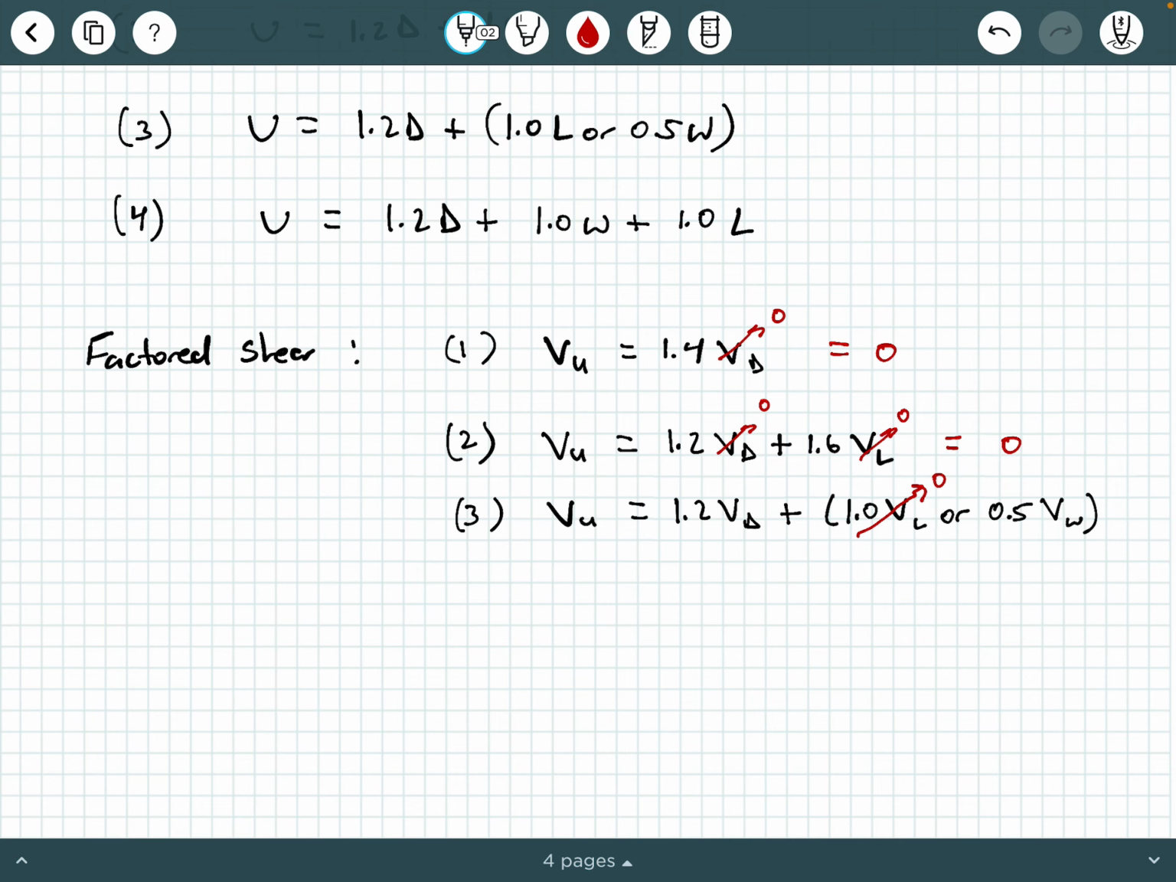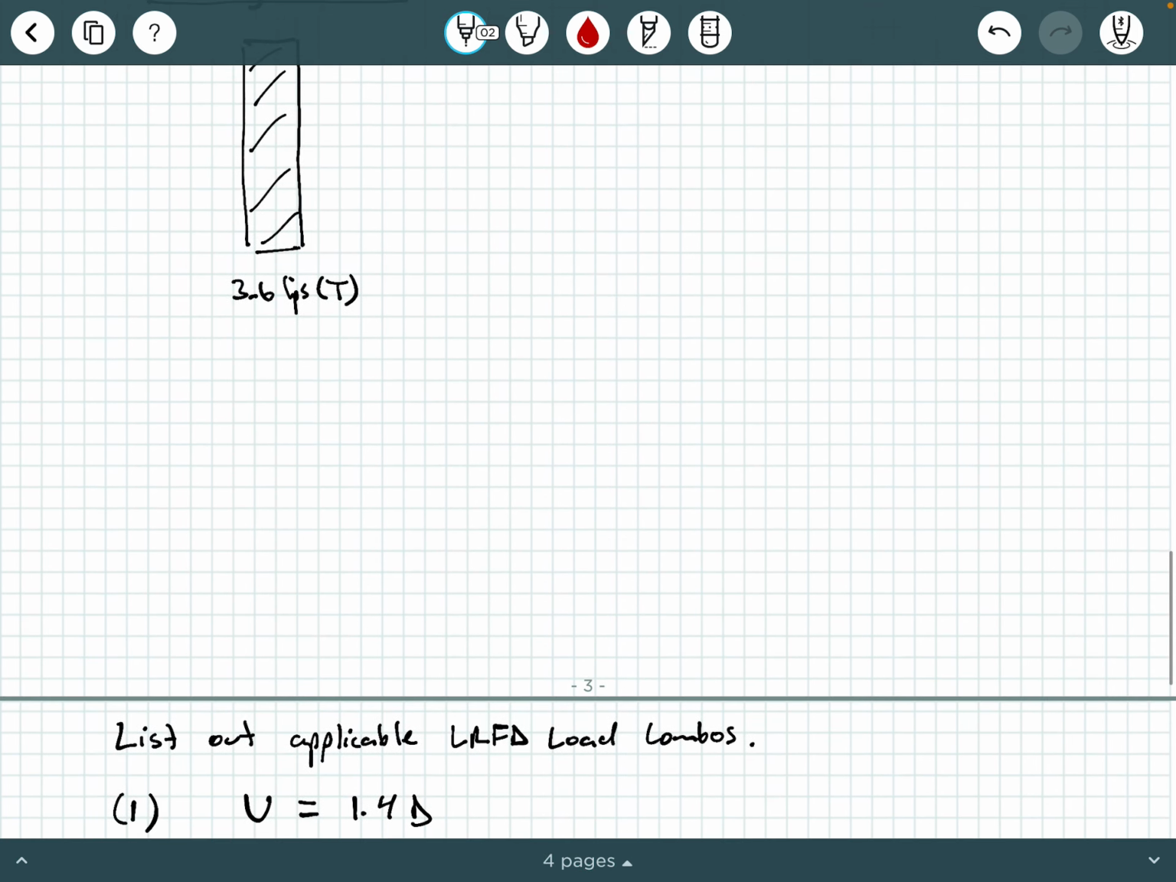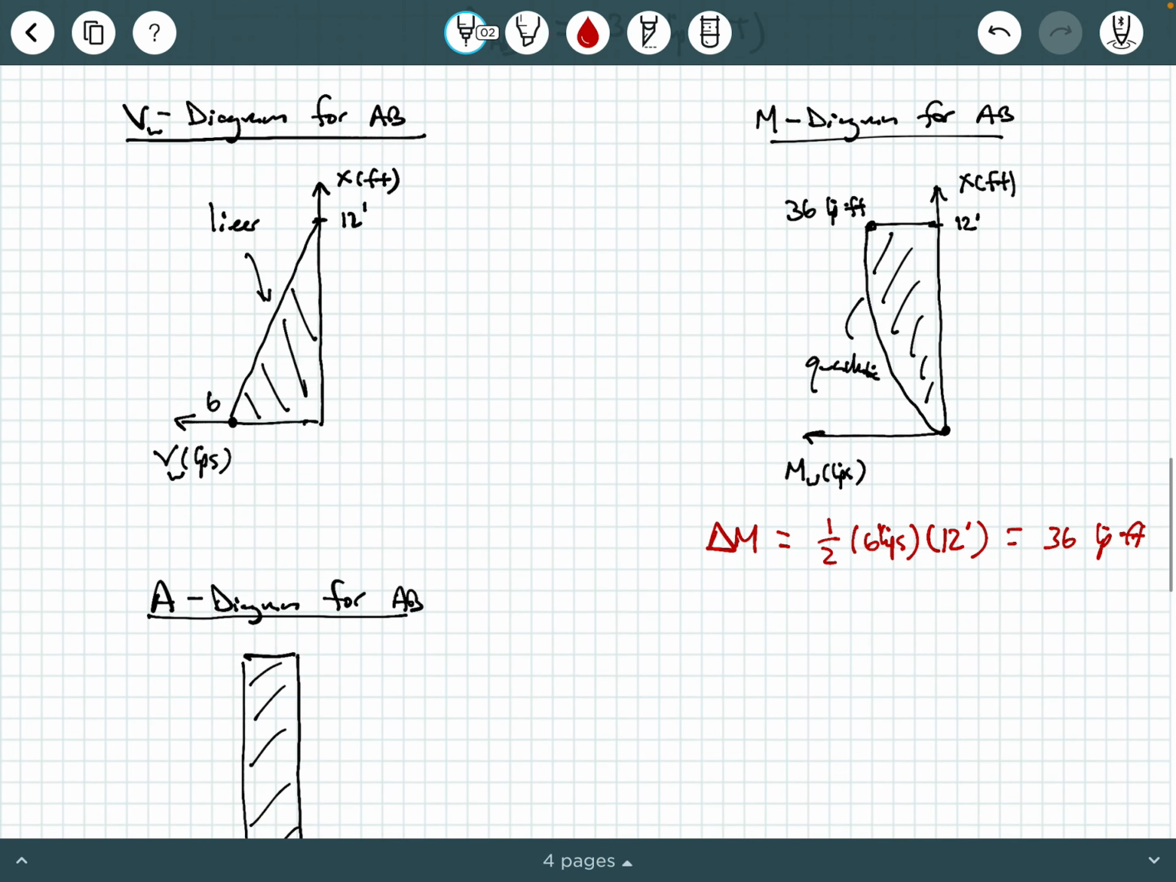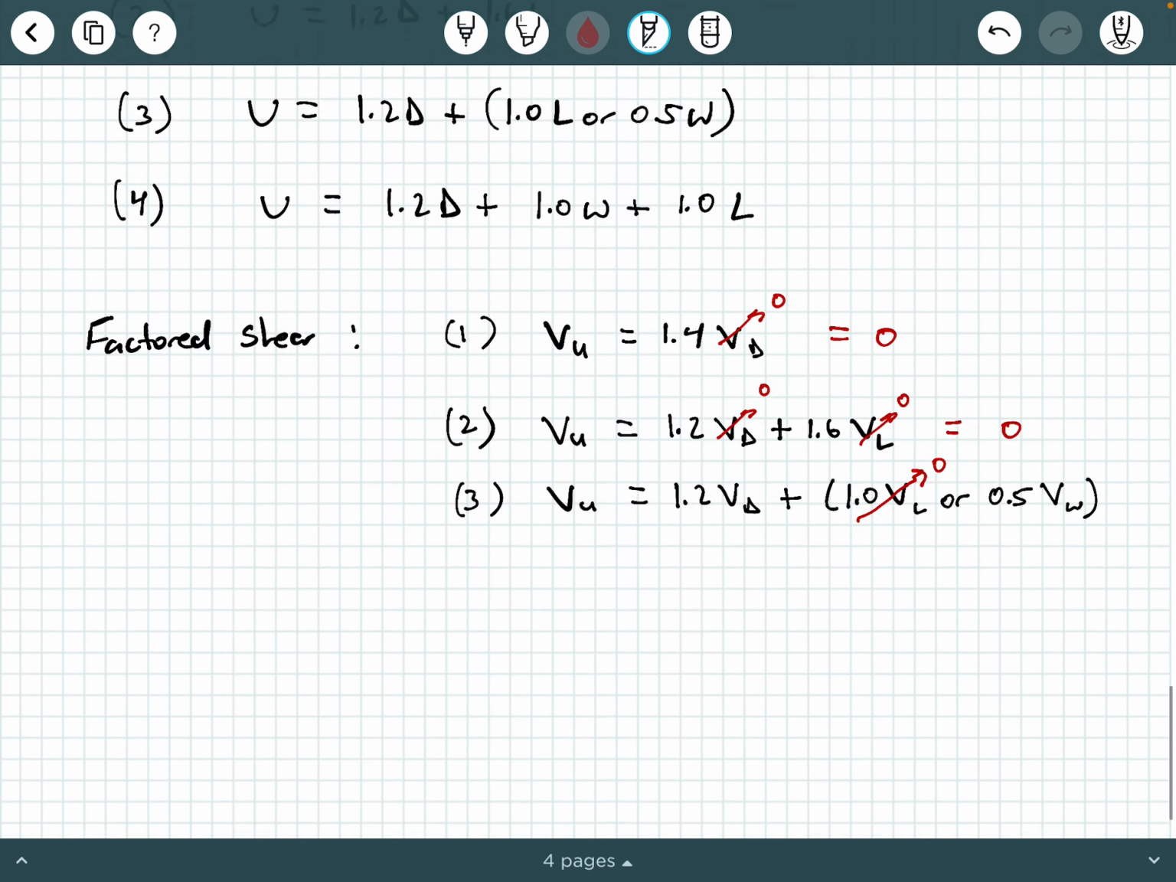But what about the shear due to wind? Do we have a value for that? Well, yeah, look at your wind shear diagram. Your maximum shear for the wind is 6 kips. So that is going to come into play here.